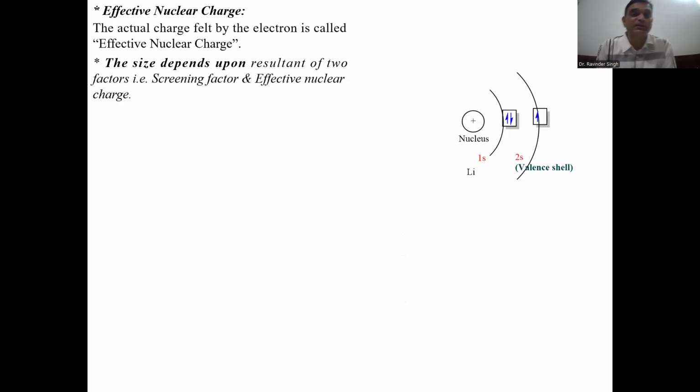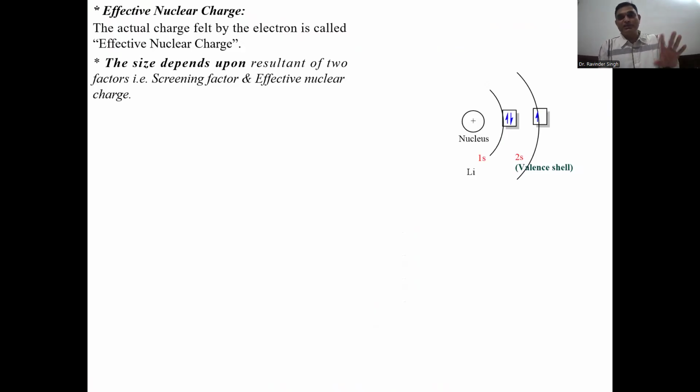As we will discuss in the next lecture about size, size depends upon the resultant of two factors. One is the screening effect, the other is the effective nuclear charge. When we discuss, we will explain the order of size on moving down the group and on moving left to right in the periodic table. During the explanation, we will consider the resultant of these two main factors, the screening effect and the effective nuclear charge.